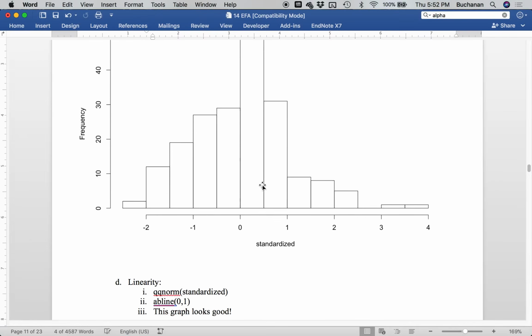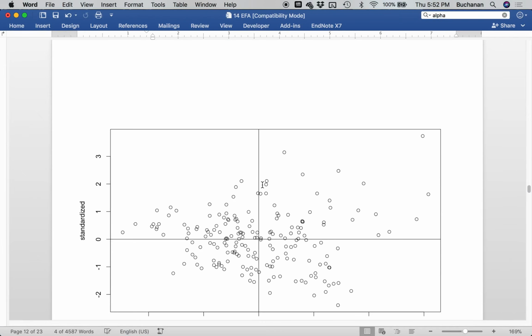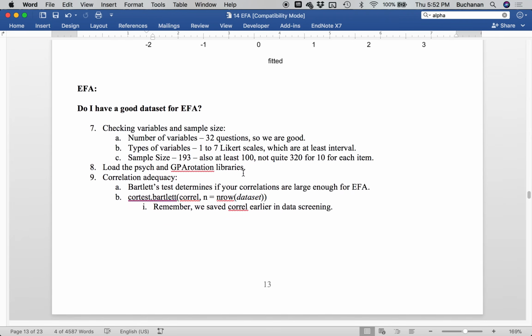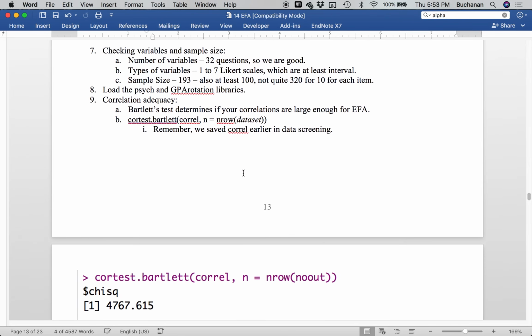The next thing we want to do is start with our EFA. So even if you rerun this, it's still a little messy on homogeneity and homoscedasticity. Okay. So do I have a good data set for EFA? Well, I have at least 32 questions, so that's good. I have at least interval scale, depending on how you feel about Likert scales. And I have 194 in the example I'm doing right now. It's at least 100, but it's not really quite 10 for each item. So we should look at correlation adequacy and sampling adequacy.